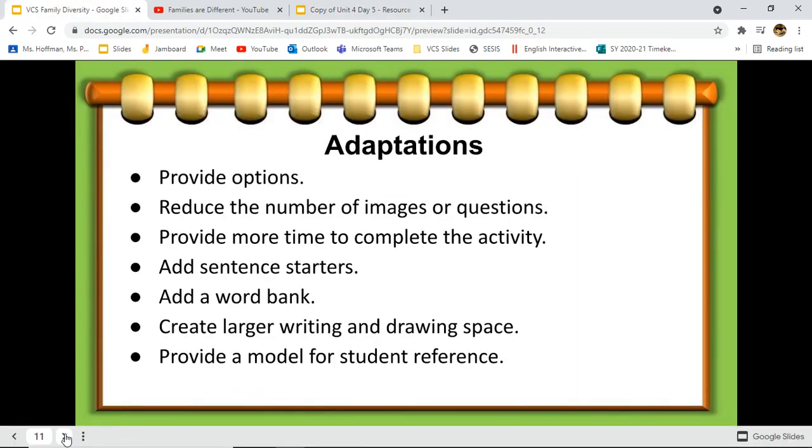So some additional adaptations would be to provide options for the questions, choices for answers. You can reduce the number of images or questions to support students. You can provide more time to complete the activity. You could add sentence starters to help them formulate their thoughts. You could add a word bank of choices or a picture bank. You can create larger writing and drawing space. And you could also provide a model for student reference.